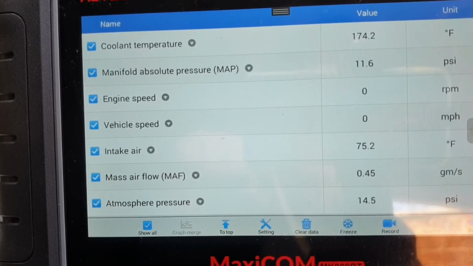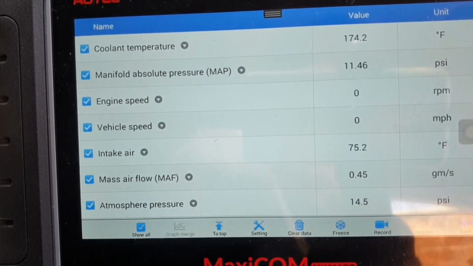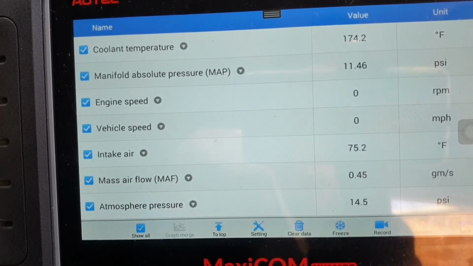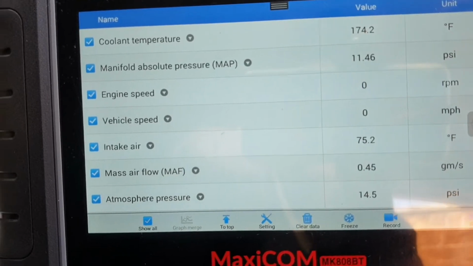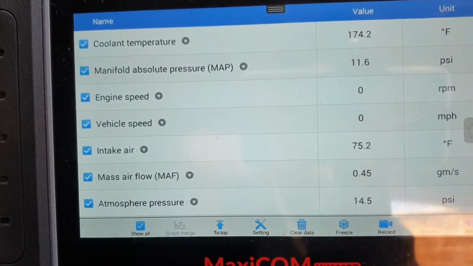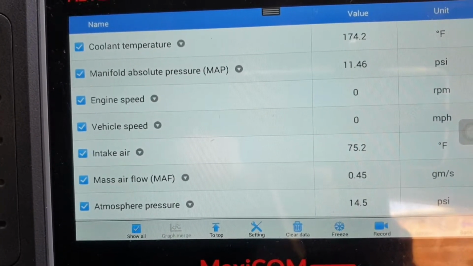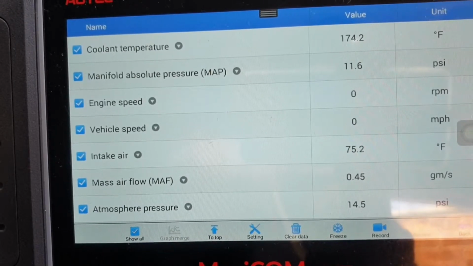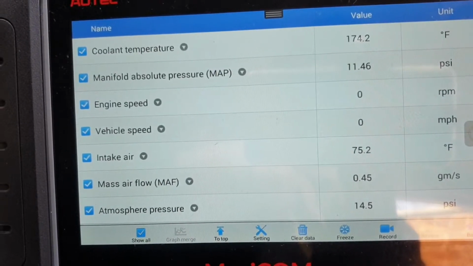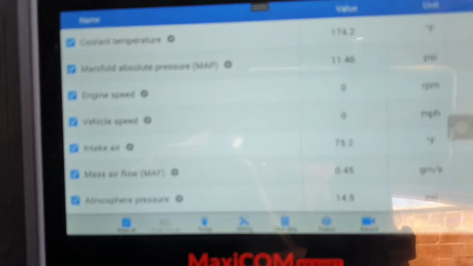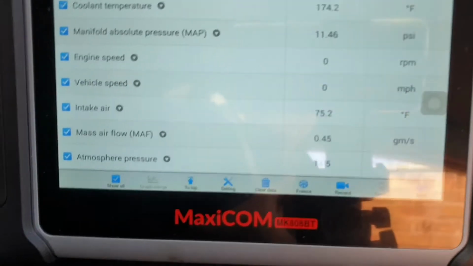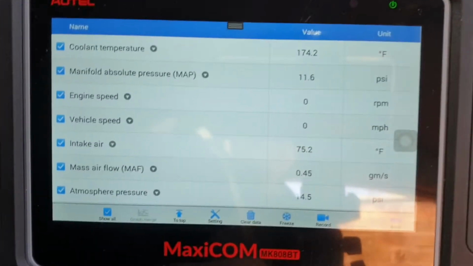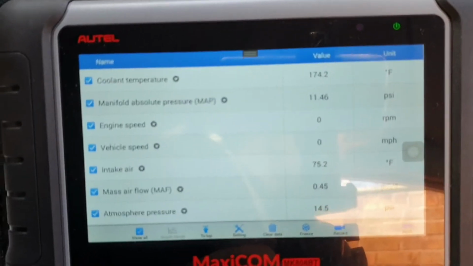Mass airflow rate in grams per second is 0.45, and atmospheric pressure is 14.5. So take this in a note, and then I'm going to start the engine.